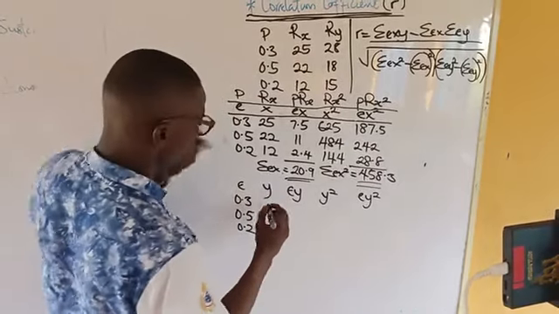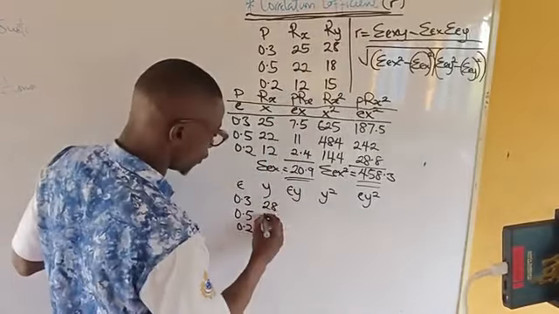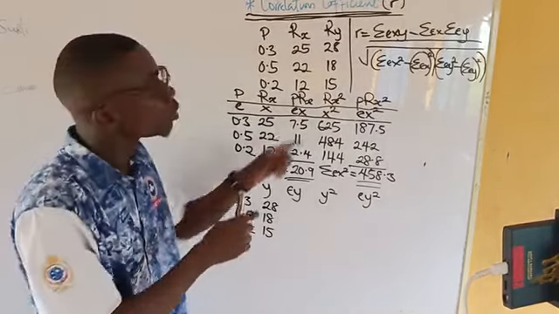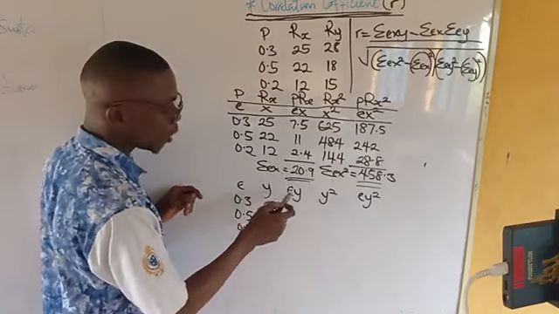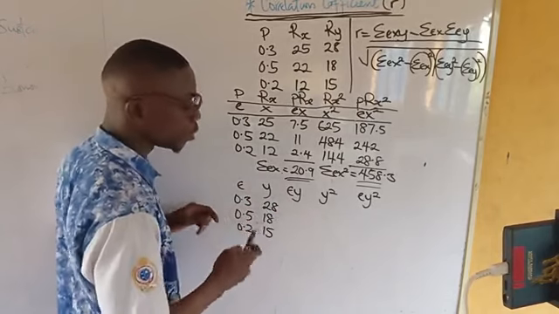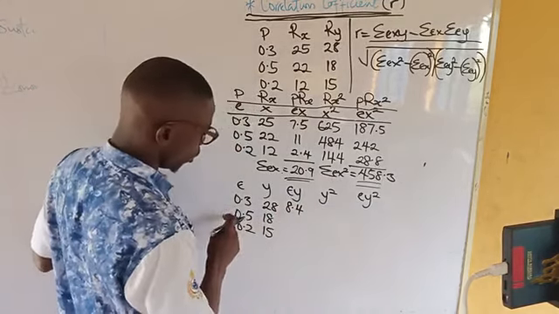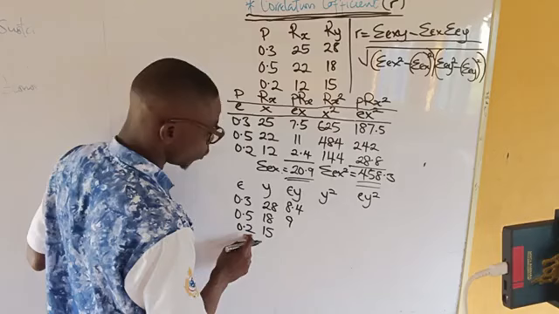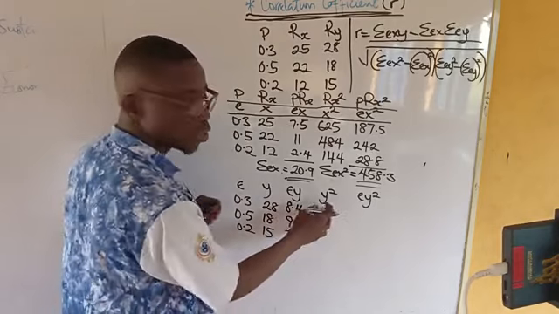Yes. So we have 28, that will be return of Y, and we have 18, we have 15. So look at it now. I'm using this so that we can get it directly. E is the probability. So EY is 0.3 times 28, that will give us 8.4. 0.5 times 18 is 9. 0.2 times 15.